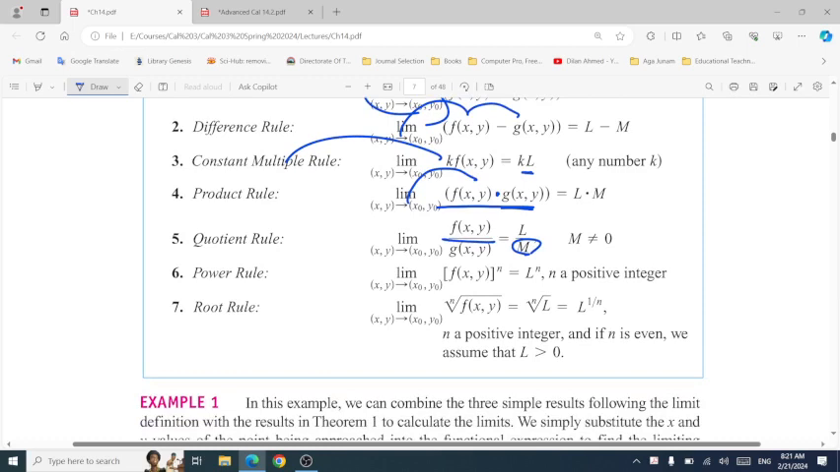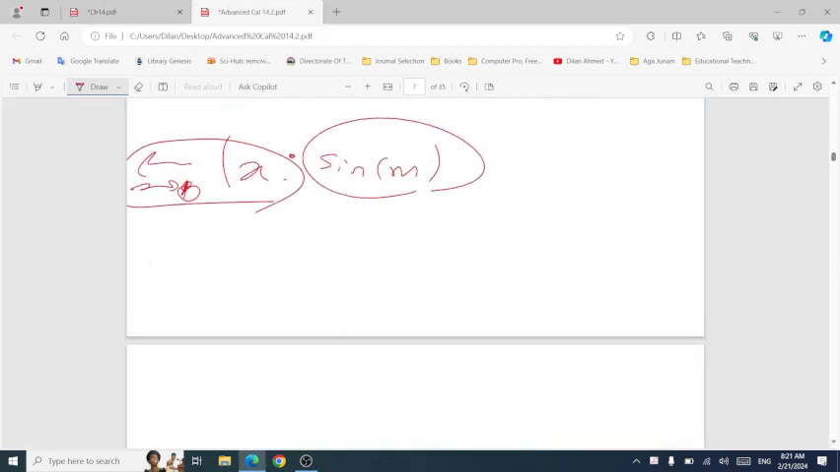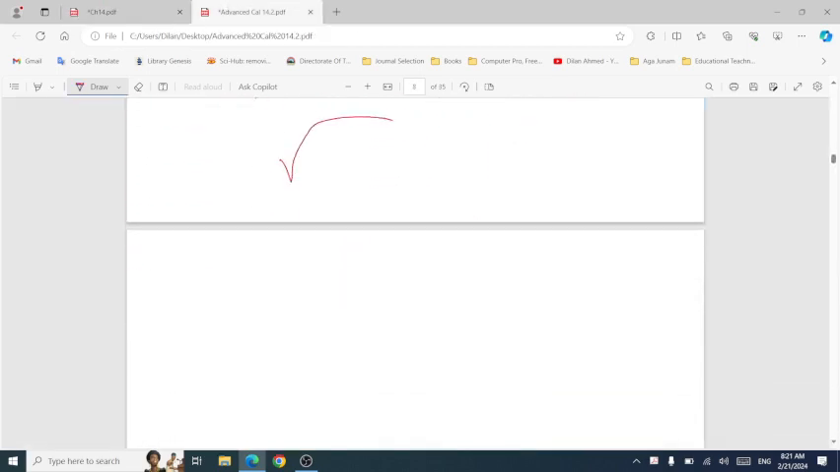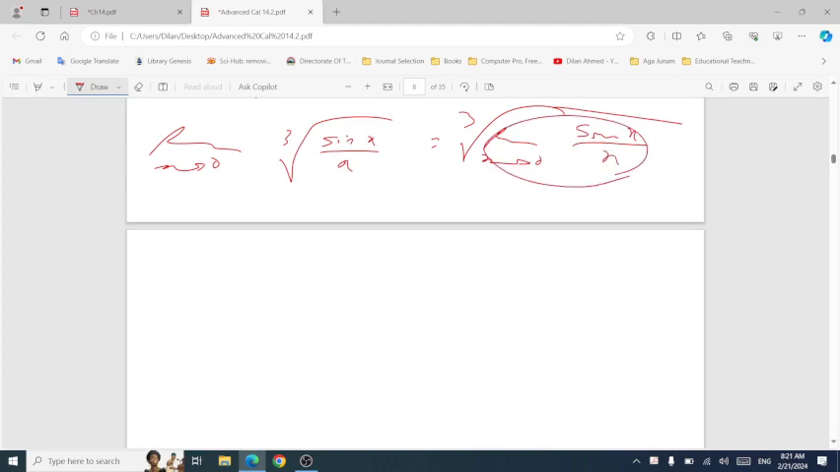And also we can bring the limit inside a power or an nth root, sorry. For example, I have the cubic root of sine x over x when x approaches 0. I say it is equal to the cube root of the limit as x approaches 0 of sine x over x, and I know by the rule this one is equal to what?